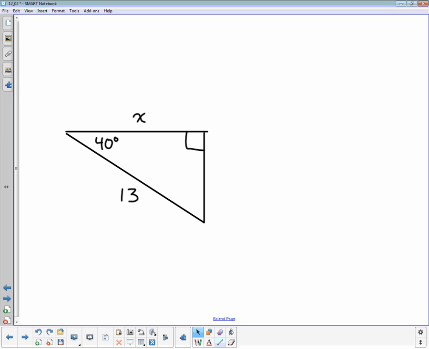Okay, so first thing you ought to do is decide who is opposite, who is adjacent, who is hypotenuse. Write them down. And then decide if you're going to use sine, cosine, or tangent. Who is the 13? Yeah, it's the hypotenuse. I know that because it's across from the 90.